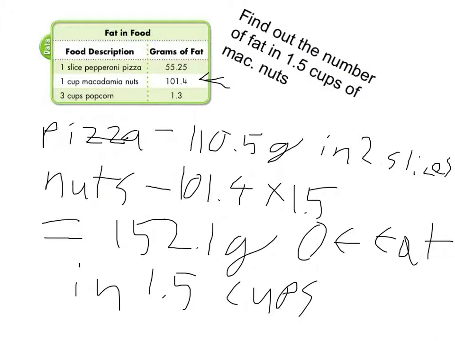So, now that we have solved the amount of fat in 2 slices of pizza, now we'll solve the number of fat in 1.5 cups of macadamia nuts. Since there are 101.4 grams of fat in 1 cup, we'll multiply 101.4 by 1.5, which is 152.1 grams of fat in 1.5 cups of the nuts.